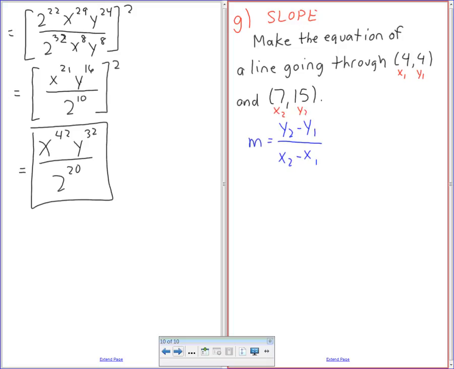When I was marking your test last night, there were a few people that got their x and their y's backwards on your points. Remember, x comes first and then y for this. So I just picked the points, x1, y1, x2, y2. Someone other than Luke, be brave now and slip some numbers in. Natalie, go. We should have 15 minus 4 over 7 minus 4.